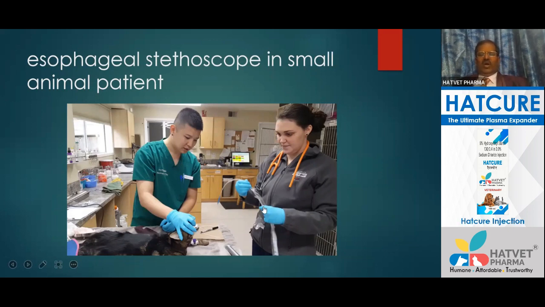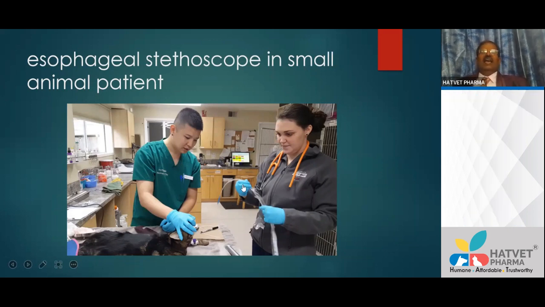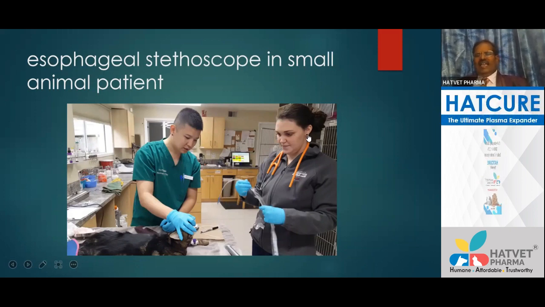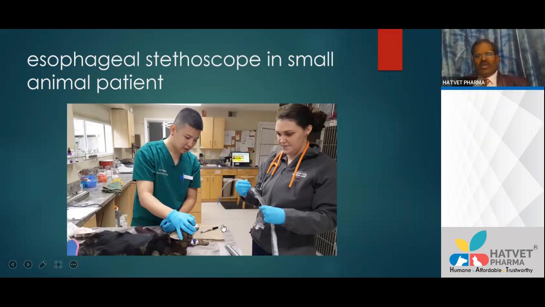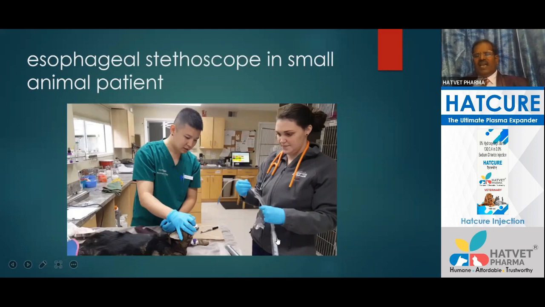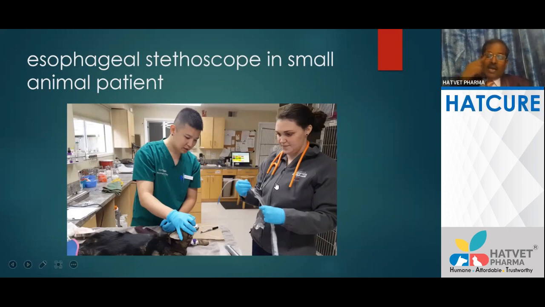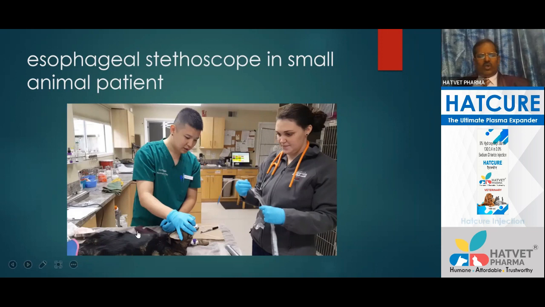Here you can see how they are putting in the esophageal stethoscope, and finally they connect it with the stethoscope, which is put around the neck, and there is a tube. They put it into the mouth, touching the esophagus. They coat it with lignocaine gel. After that, at the exit, they connect it with the stethoscope instrument, and then they identify the heart sounds.